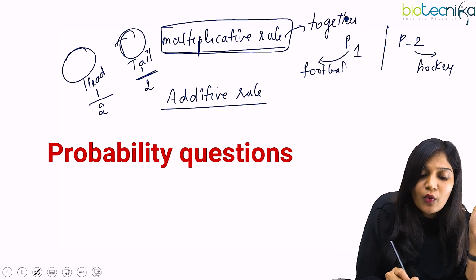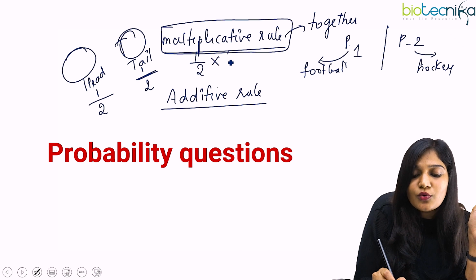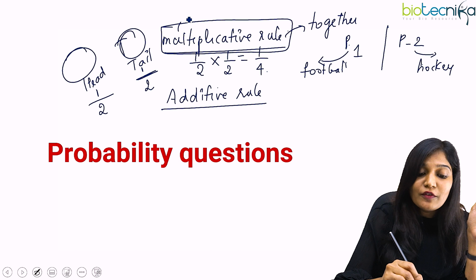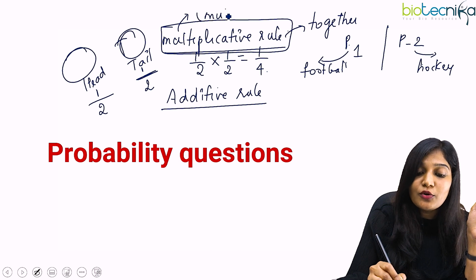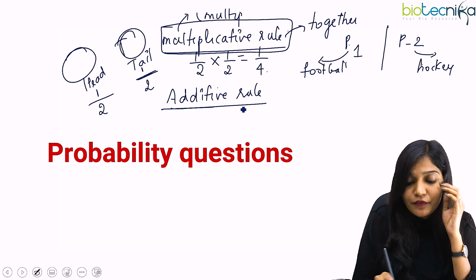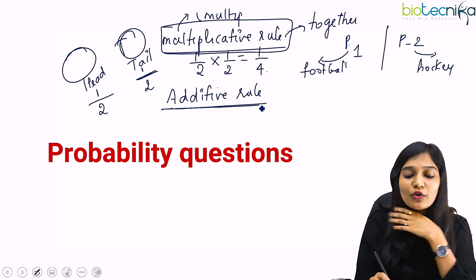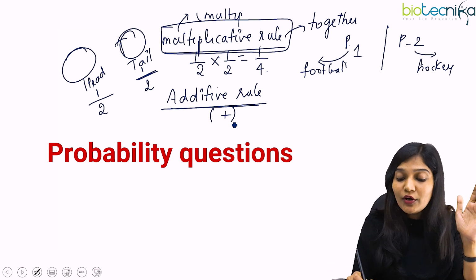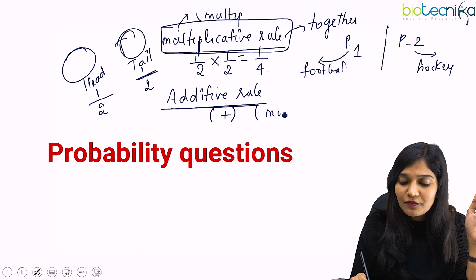So how will I do it? 1 by 2 into 1 by 2. So your answer comes to around 1 by 4. So you have to multiply together. In the additive rule, it's just the opposite. Here what we will do is just add, but remember both are going to be either way, mutually exclusive.